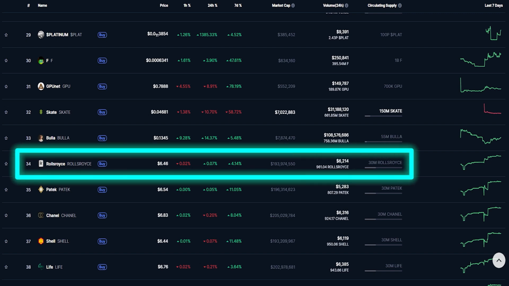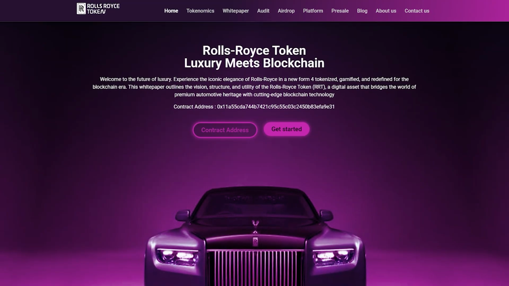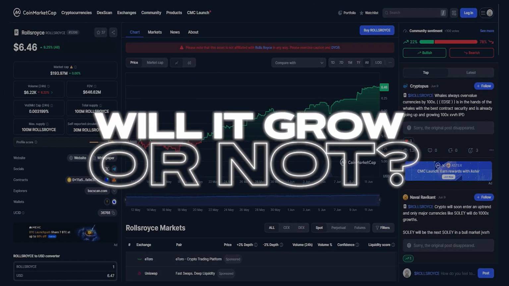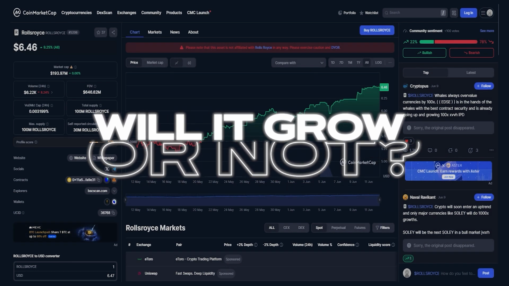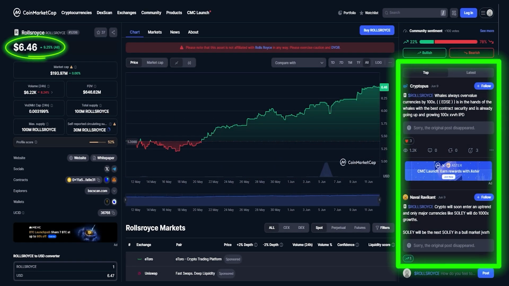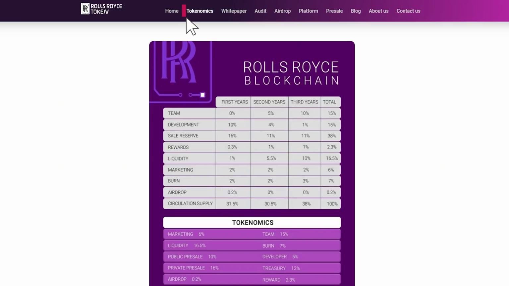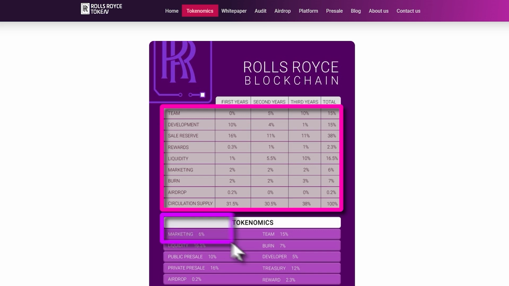You found an interesting coin. Cool website, big words, strong community. One question: will it grow or not? Most people look at price and marketing, but if you want to really understand the market, you need to dig deeper. The real power of a coin lies in its tokenomics, because tokenomics answers the main question: who, when, and why will buy this asset.